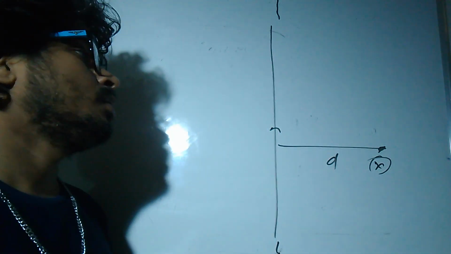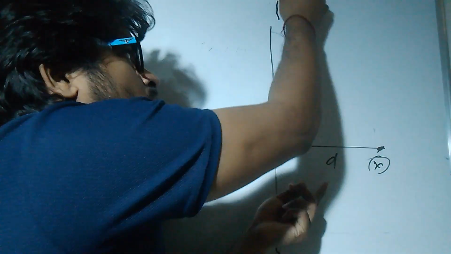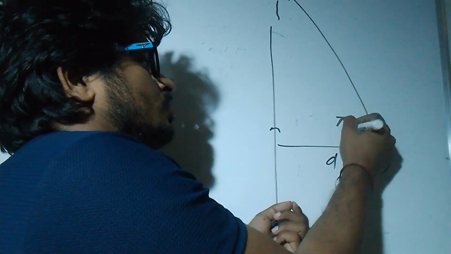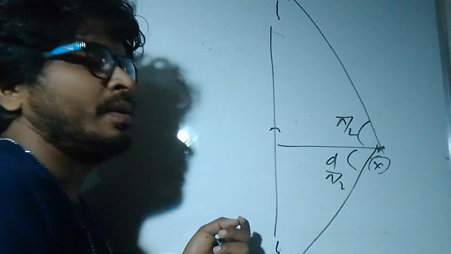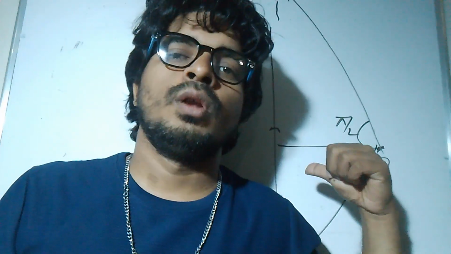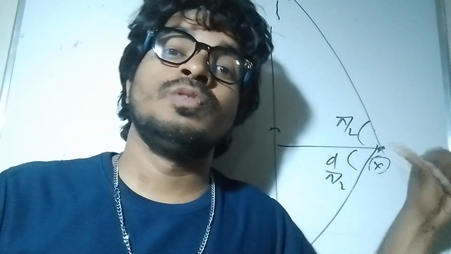Now you need to take care of the angles. If you observe, since the wire is infinite, this angle will tend to pi by 2, and this angle will also tend to pi by 2. So in the basic formula, put alpha and beta equal to pi by 2, and you will get the main relation.